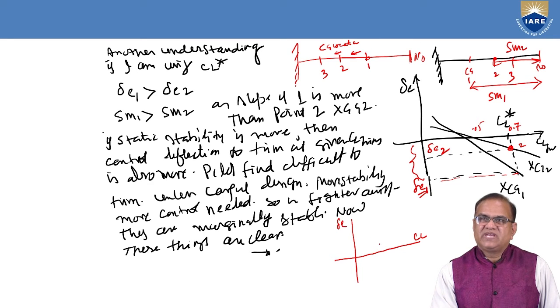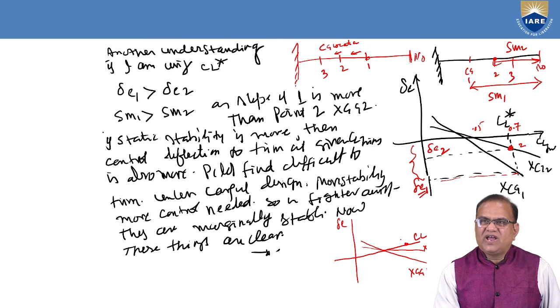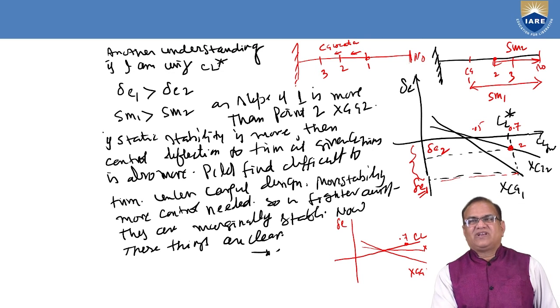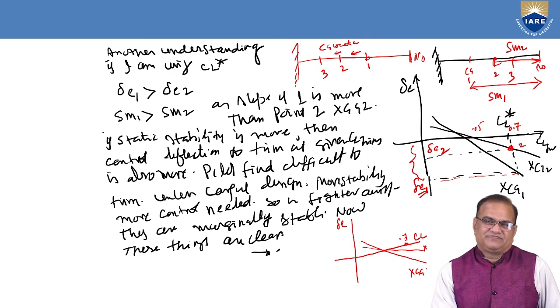Okay, so initially it was like this. After that, this is the XCG1. Now the next situation is here. This is the XCG2 and I want to fly at 0.7 CL. But how much can I shift? So here I want this much.